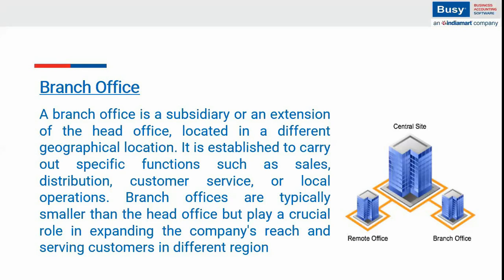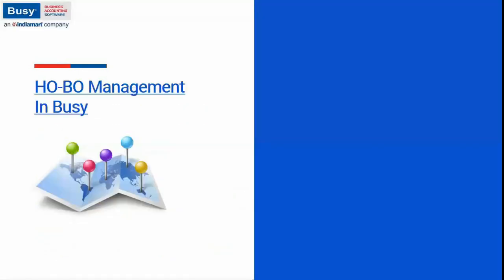This is the process of head office and branch office. Let us move to the next slide. Next, HO BO management in Busy software. So in Busy software, we have many features. You know that you can manage head office and branch office operations with very smooth features and facilities. Let us see what features we provide to maintain the HO and BO facilities.